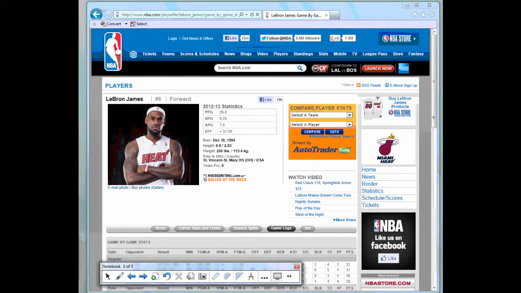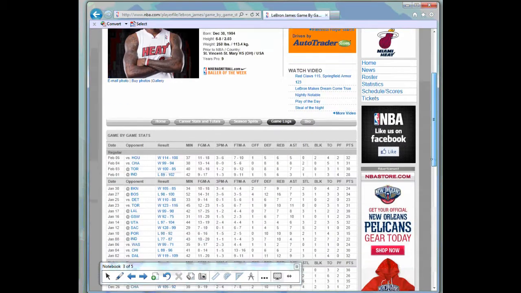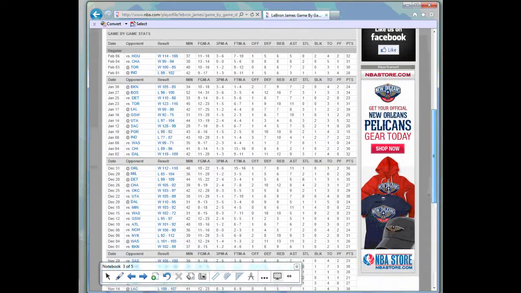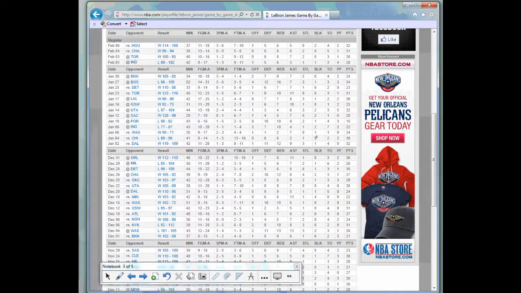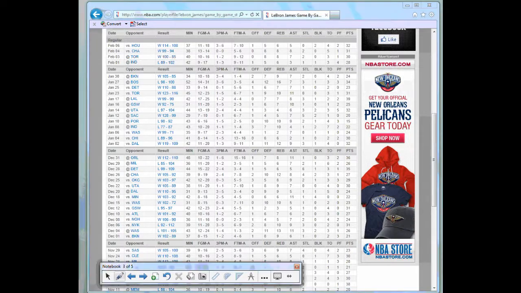Anyway, what we're going to do is scroll down here to look at some of LeBron's stats. Here are LeBron's stats for the 2013 season. Actually, this is the 2012-2013 season. If you notice, in January 2013, we have all the point outputs for LeBron's 13 games that he played right here. So those 13 values I'm going to turn into a data set.